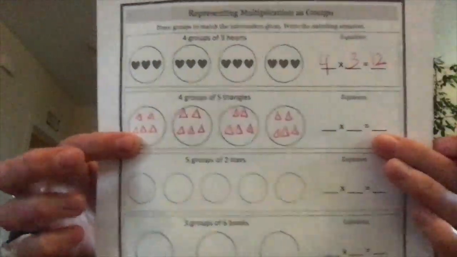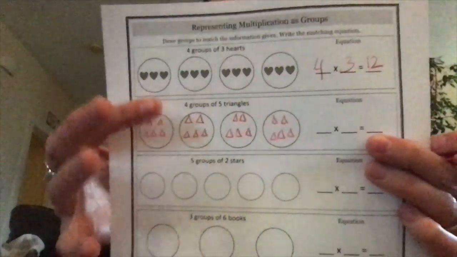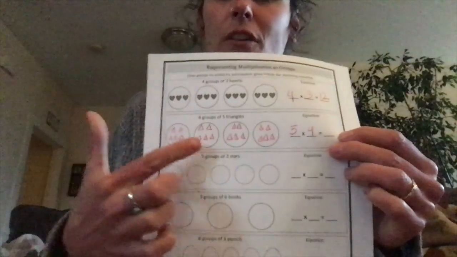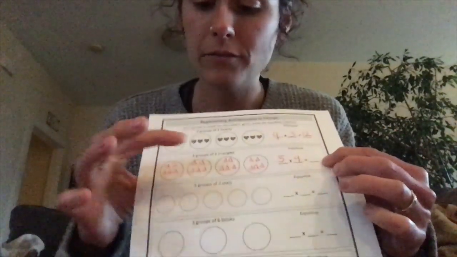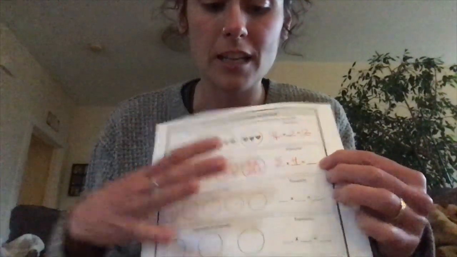So we have 4 groups of 5 triangles. So that's going to be 5 times 4, right? I know you guys are amazing at this, skip counting by 5. So let's go ahead. 5, 10, 15, 20. So our answer is 20. Okie dokie, guys. Let's look at the next one.